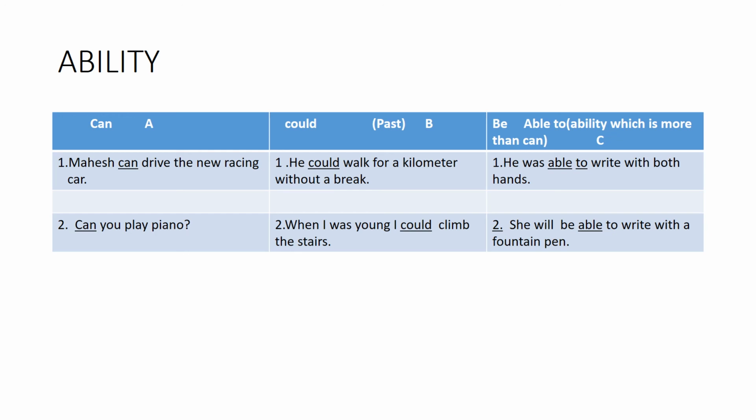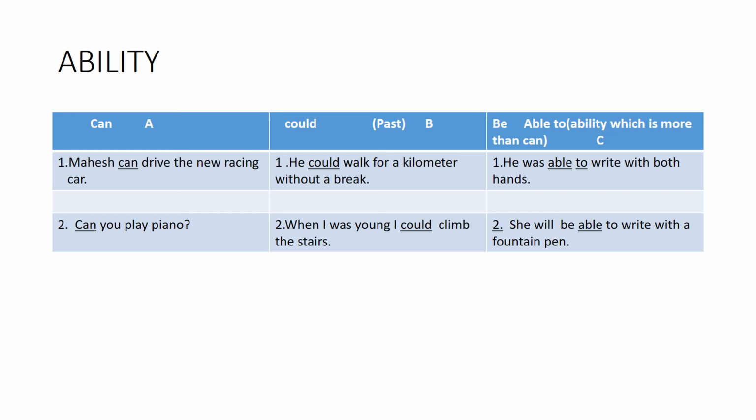In column 2, he could walk for a kilometer without a break. When I was young, I could climb stairs. Could suggests ability in the past.